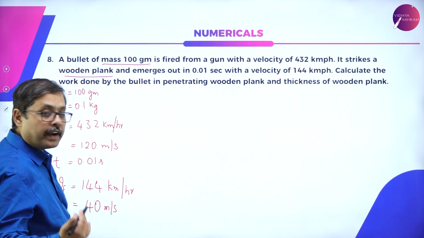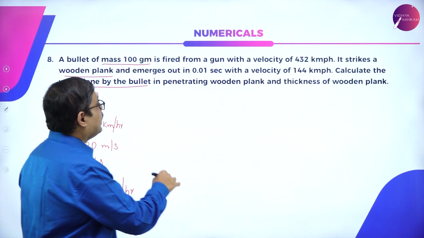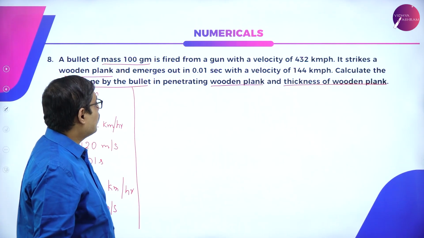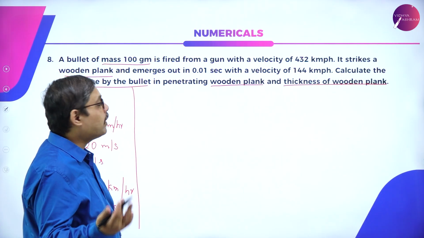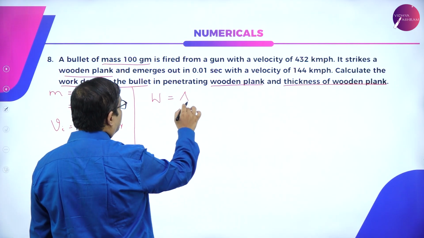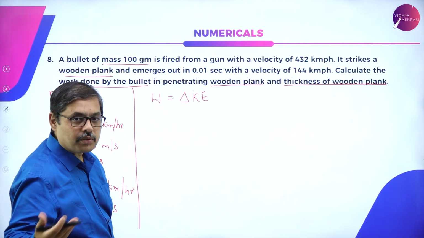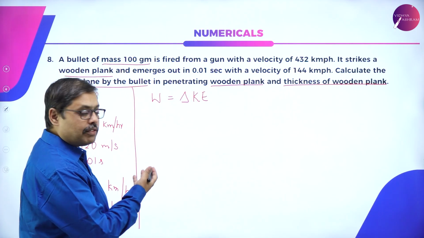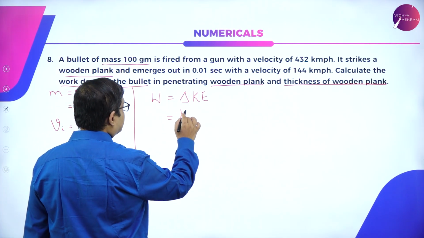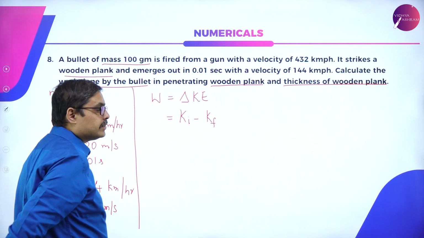Okay, what should I find out? Calculate the work done by the bullet in penetrating the wooden plank and the thickness of the wooden plank. Okay, what do we know? From the work energy theorem, we know that work done by the bullet is nothing but the loss of kinetic energy. Whatever was the kinetic energy that was lost, that will be equal to the work done by the bullet. What is loss of kinetic energy? This is initial kinetic energy minus final kinetic energy.